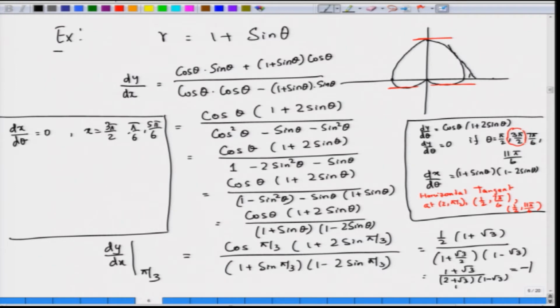So now we have handled when dy by d theta is equal to 0, except 3 pi by 2, because dx by d theta is also equal to 0. Apart from that, when dy by d theta is not equal to 0 at pi by 6 and 5 pi by 6, in the denominator you are going to get 0. So what do you get in those cases? In those cases, what you are going to get is the vertical tangent, right.